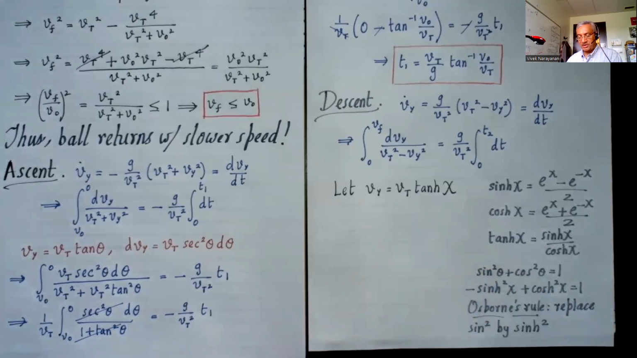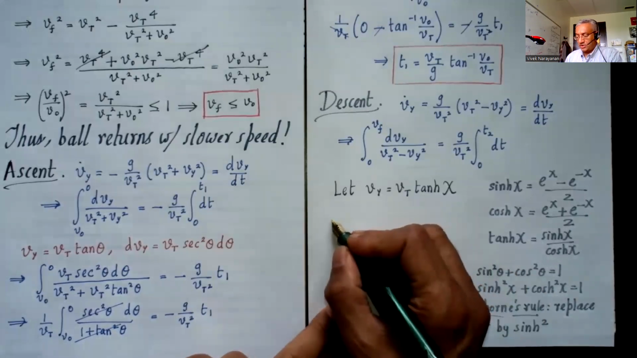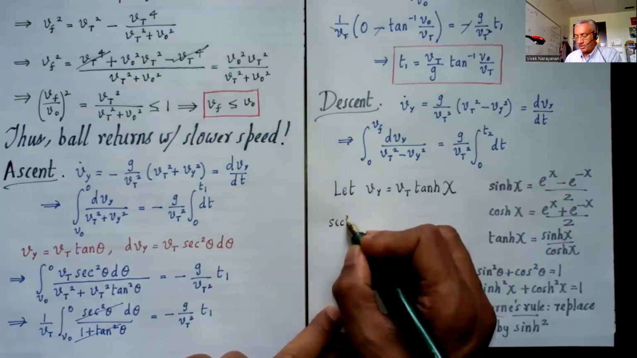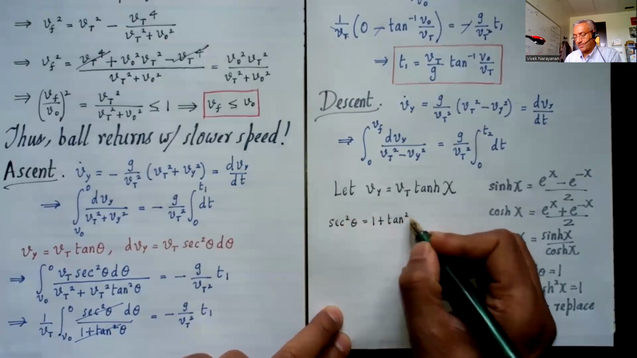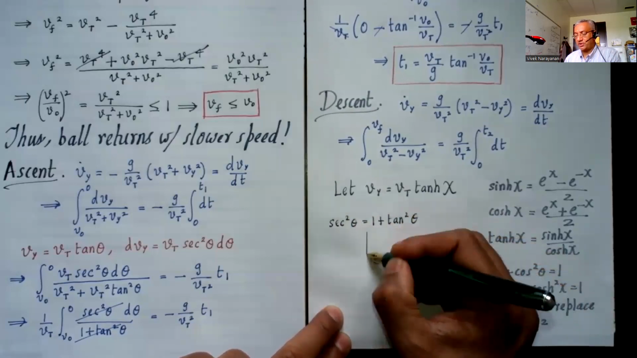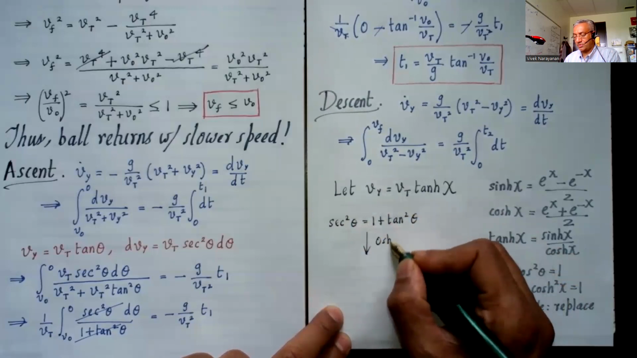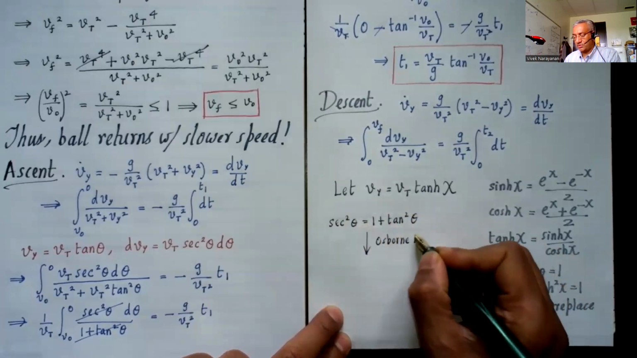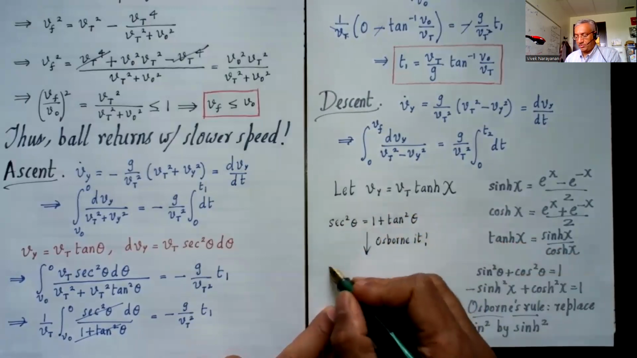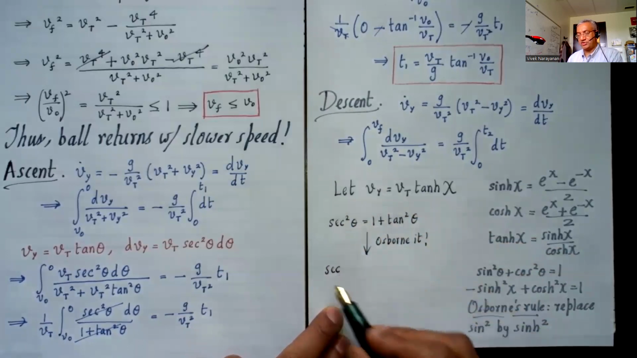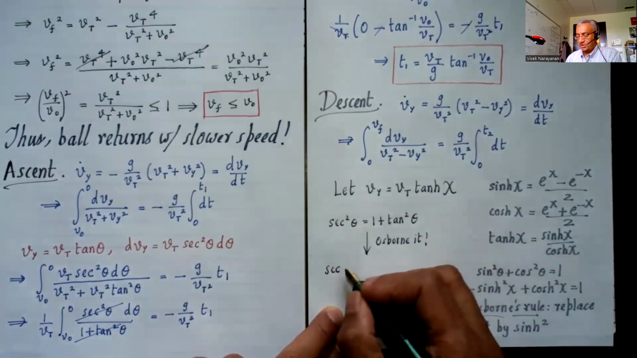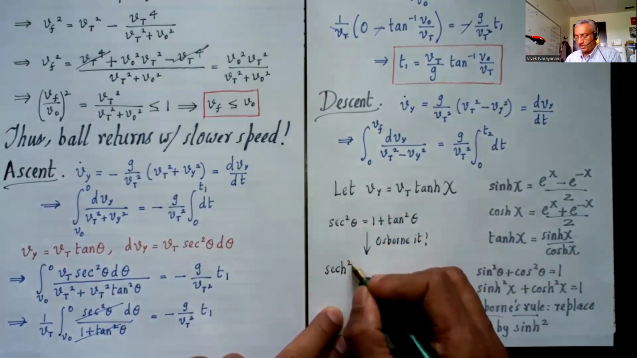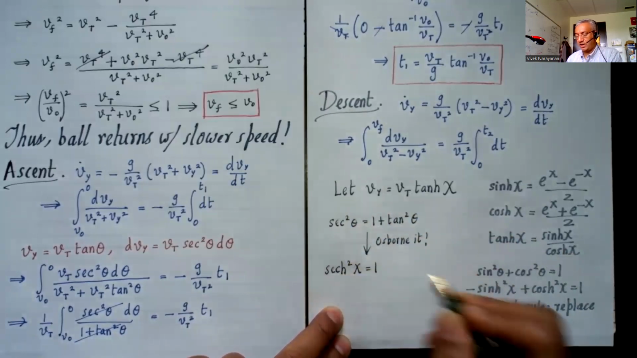So what if you had an equation of the form, you all know that secant squared theta equals 1 plus tan squared theta. How do you Osborne it? Well, it's very simple. Secant becomes sech. Sech is 1 over cosh. Nothing happens to cosh. So this is just sech squared chi equals 1.